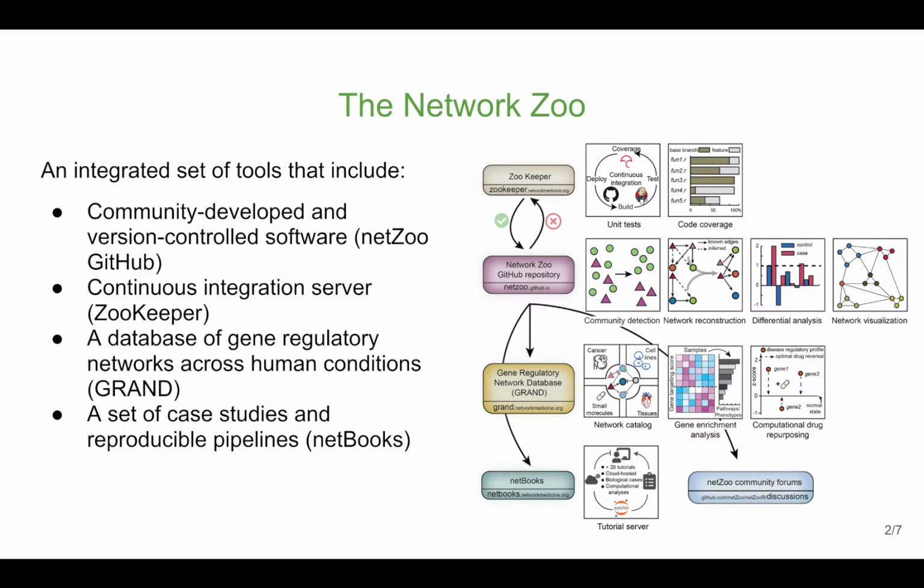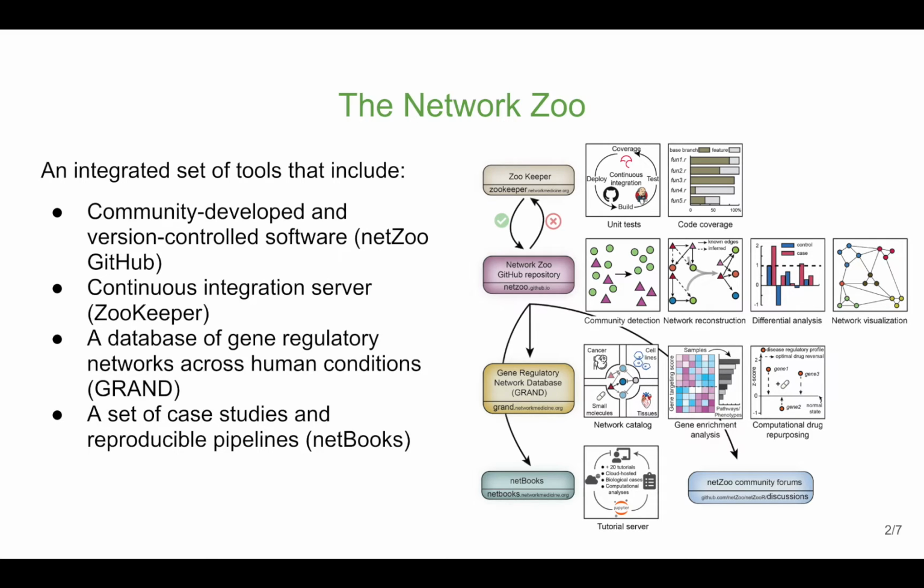The second component is a database of gene regulatory networks called GRAND. This is where we host a set of more than 10,000 gene regulatory networks across human conditions, which can be visualized on the browser and analyzed using browser tools.